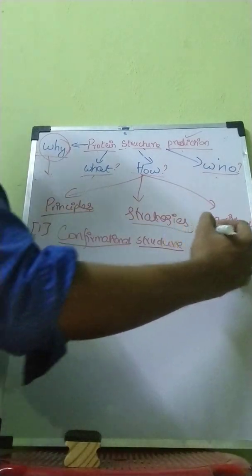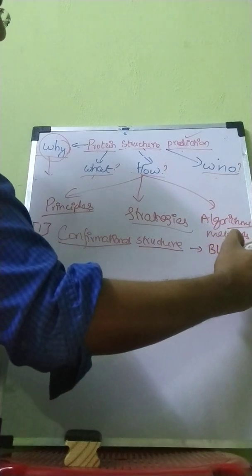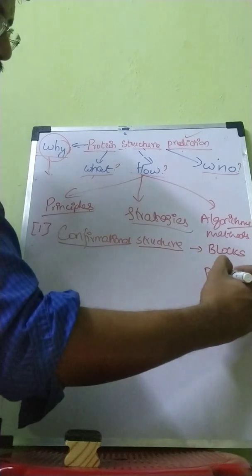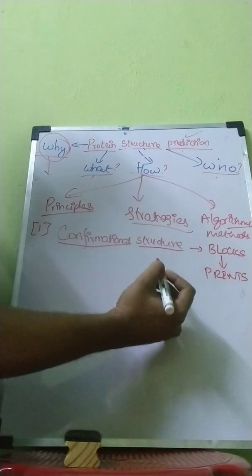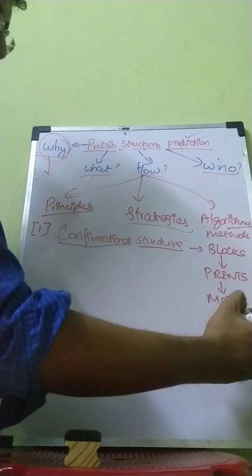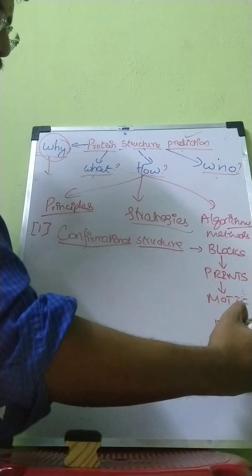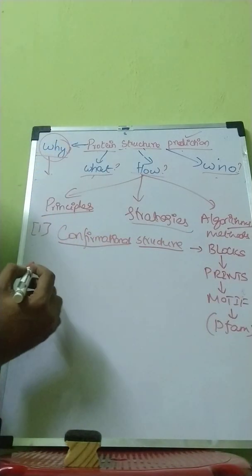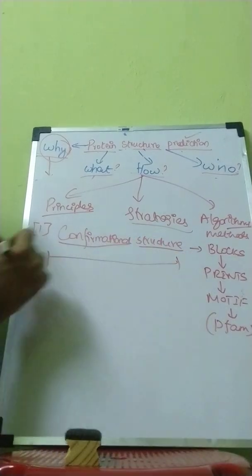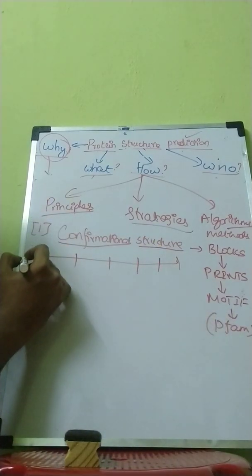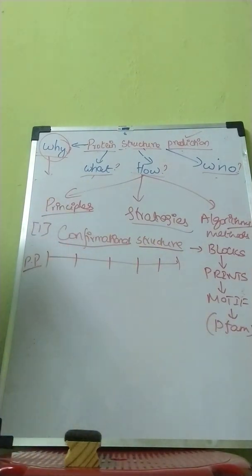First thing, blocks. Second one, prints. Third one, motif. Fourth one, protein family. So blocks are a defined zone present in a polypeptide chain. So what are the defined zones?